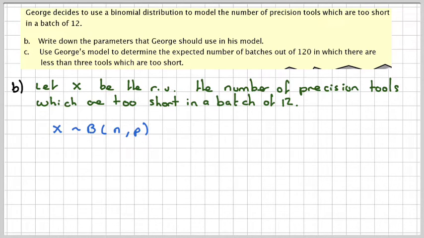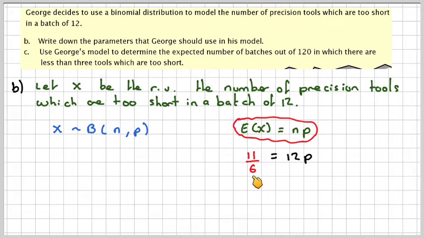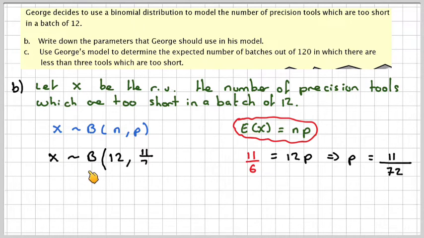We've got to calculate P. But the mean for a binomial distribution, E of X, is N times P. We've already calculated the mean, which is 11 over 6, which is equal to 12P. And therefore P will be 11 over 6 times 12, which is 11 over 72. So our parameters will be X is binomially distributed with N being 12 and the probability of success being 11 over 72.